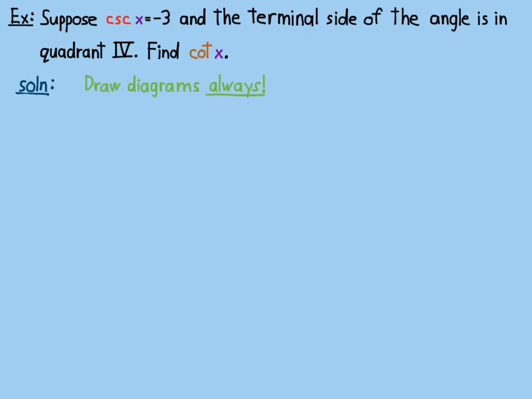Actually, for all these problems, I've been drawing a diagram, right? In the CS plane, you draw a diagram for this stuff. So remember, cosecant of x is 1 over sine of x. So what we really have here is hypotenuse over opposite.